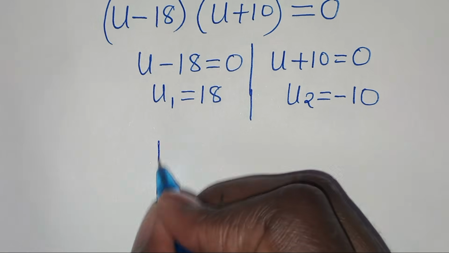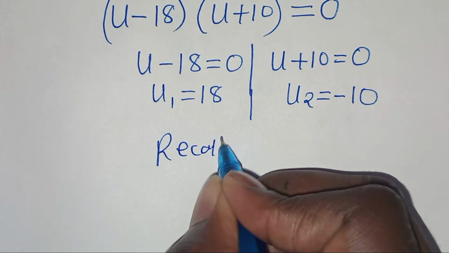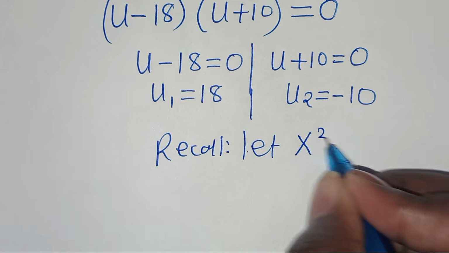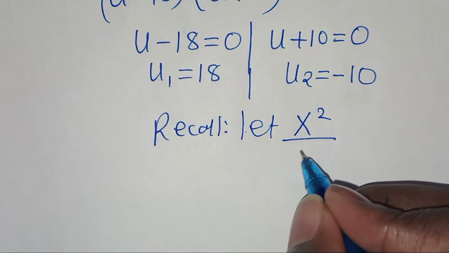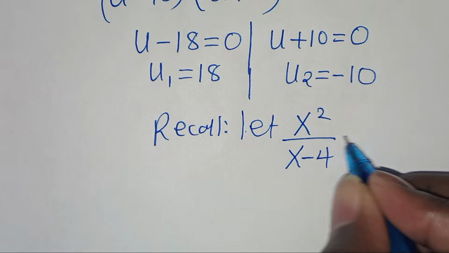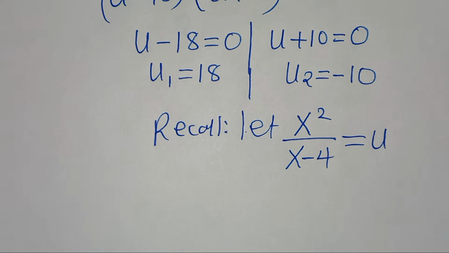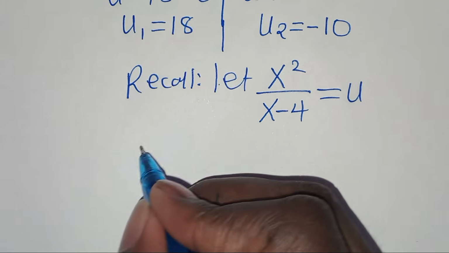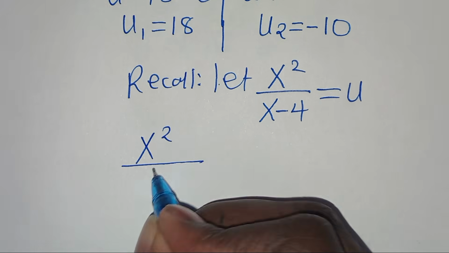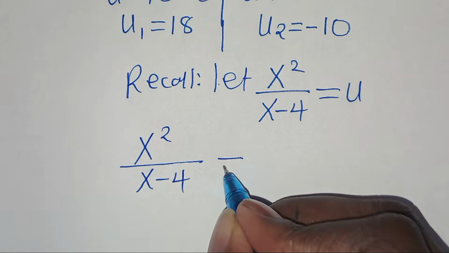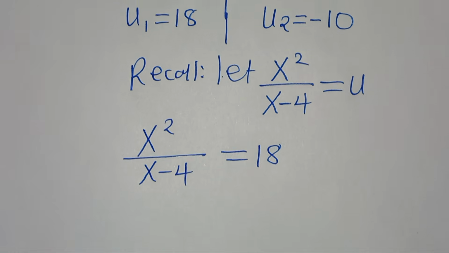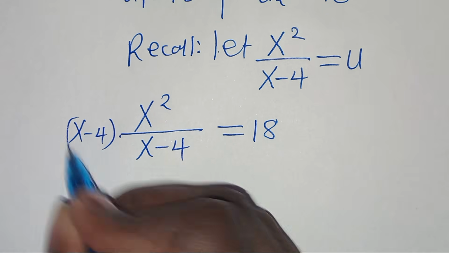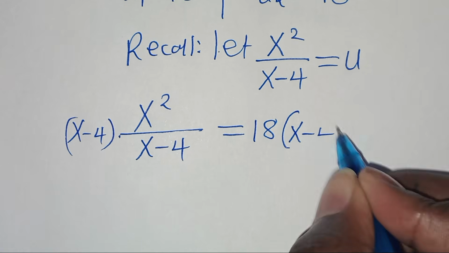Now, if you recall, we let x to the power of 2 divided by x minus 4 be equal to u. So let's start with u1, which is 18. So we have x squared divided by x minus 4 equal to 18. So let's multiply both sides by x minus 4.